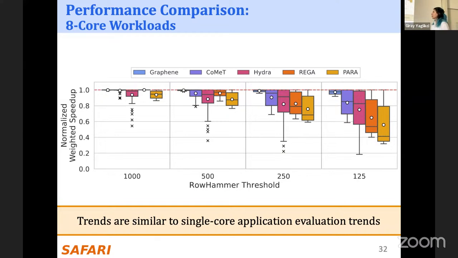And these are the results for multi-core workloads and for different RowHammer thresholds. As you can see, performance overheads are a bit higher for all mitigation techniques, and trends are very similar to single-core application evaluation trends.